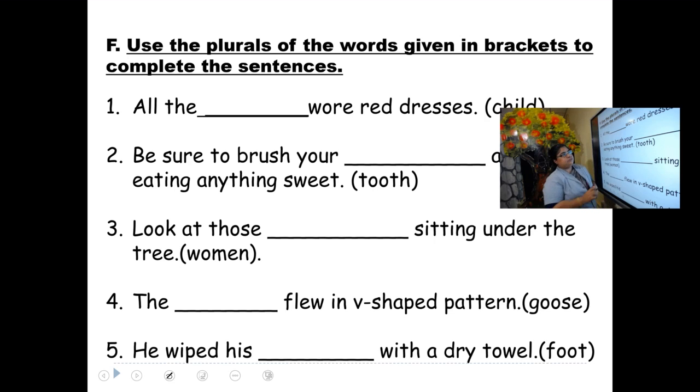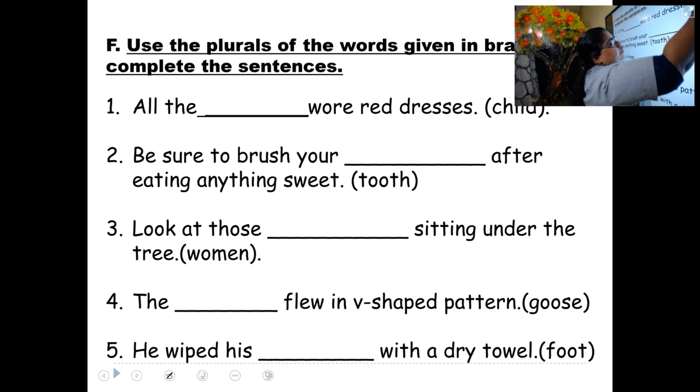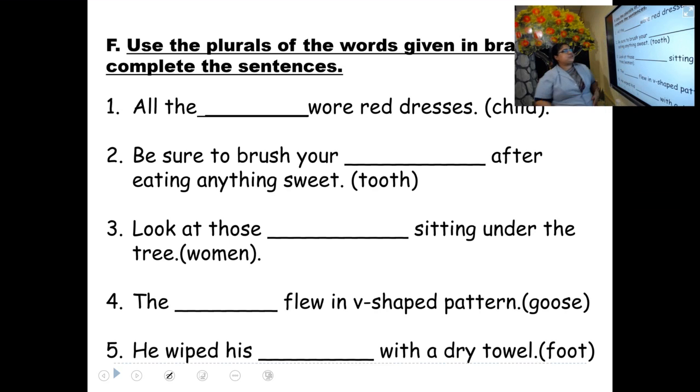Here we have learned some words will change when you make the plural. Look at the first one. All the dash wore red dresses. So say me, what's the plural of child? Yes, we have learned the plural of child is children. So what's the answer here? Yes, the answer is children. And what's the spelling of children? You know, right? Say me.